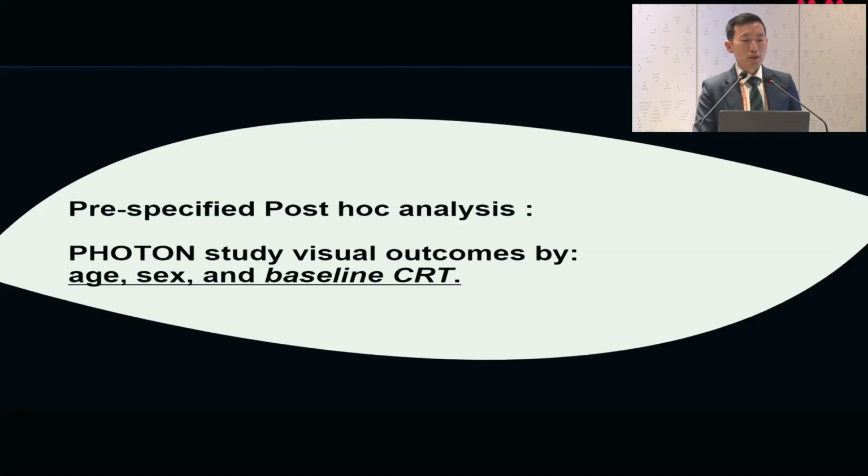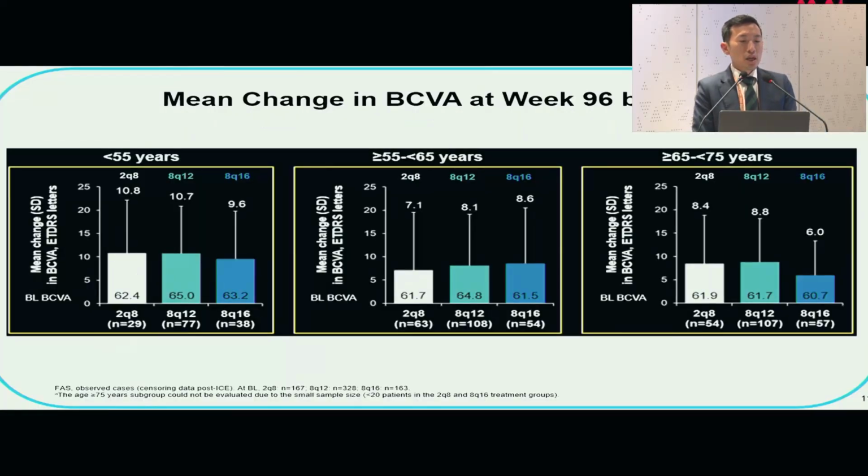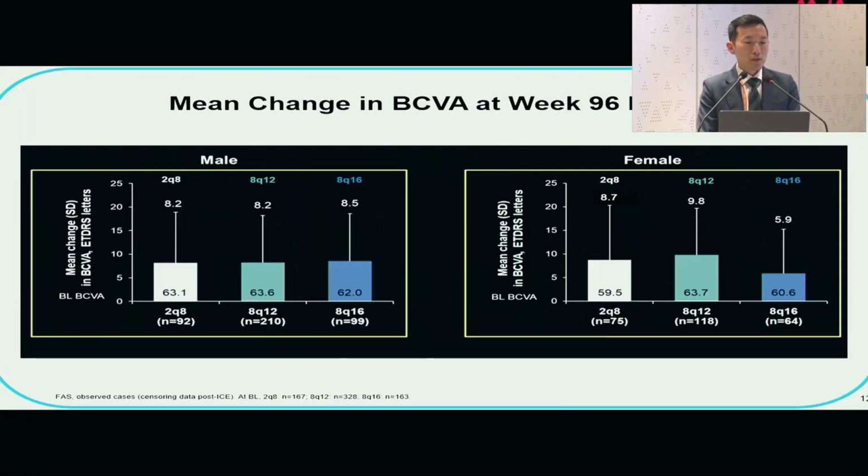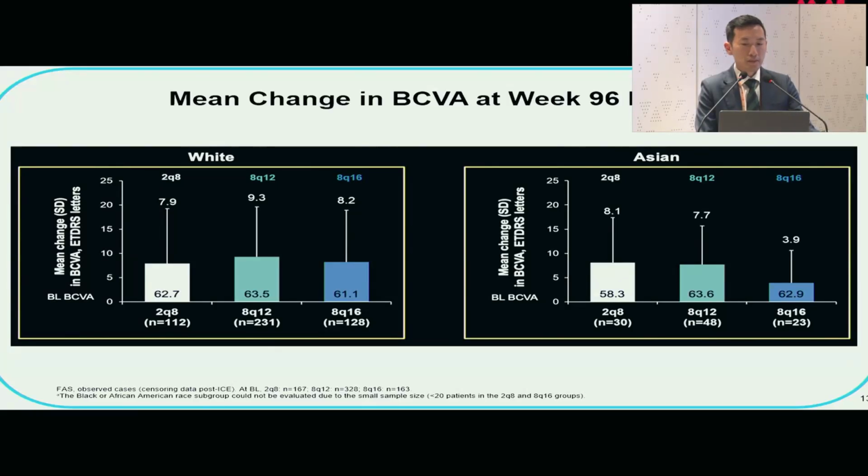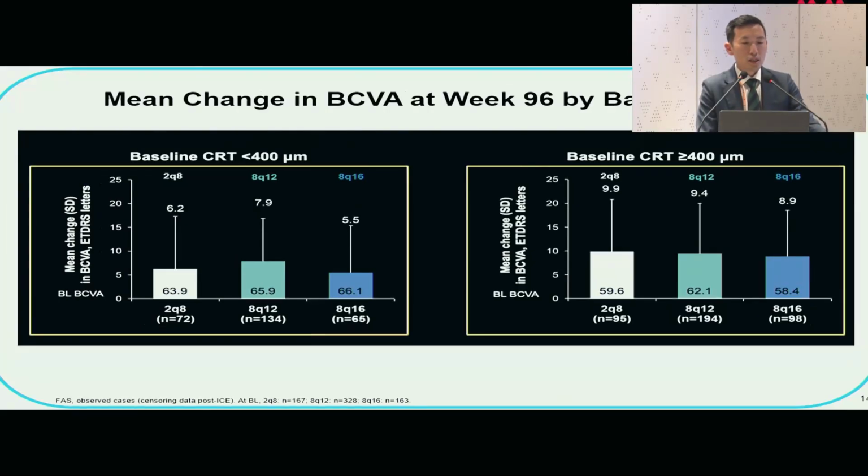So let's go into the post-hoc analysis themselves. So here, looking at the visual outcomes for age, gender, and baseline CRT, and here you can see that across the age groups, there was no difference in terms of the visual acuity gains. Likewise, across different genders, there were no differences in visual acuity outcomes, and as well by race. And if you look at the CRT here, you can see that you had numerically better visual acuity improvements in those with larger CRT of more than 400, but again, no difference across the arms.